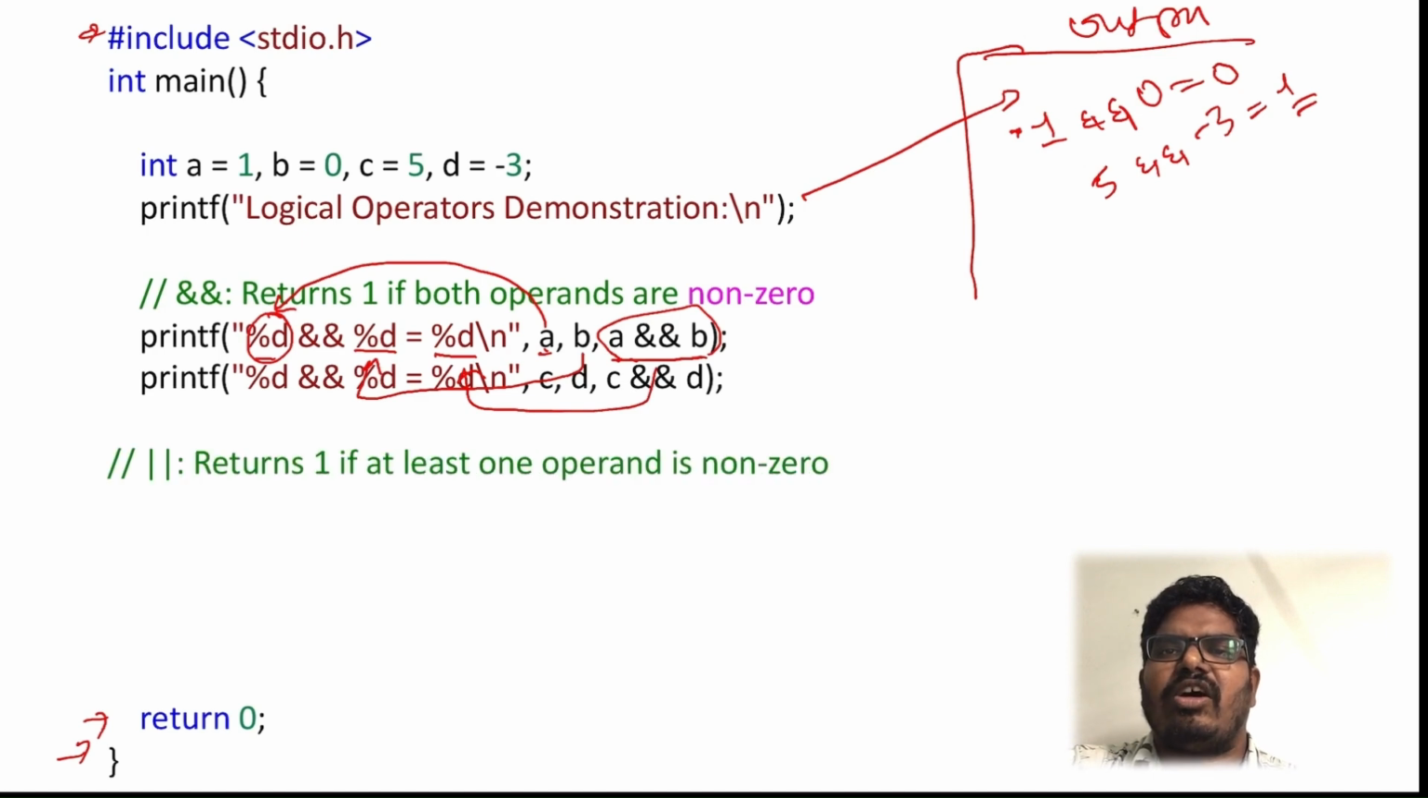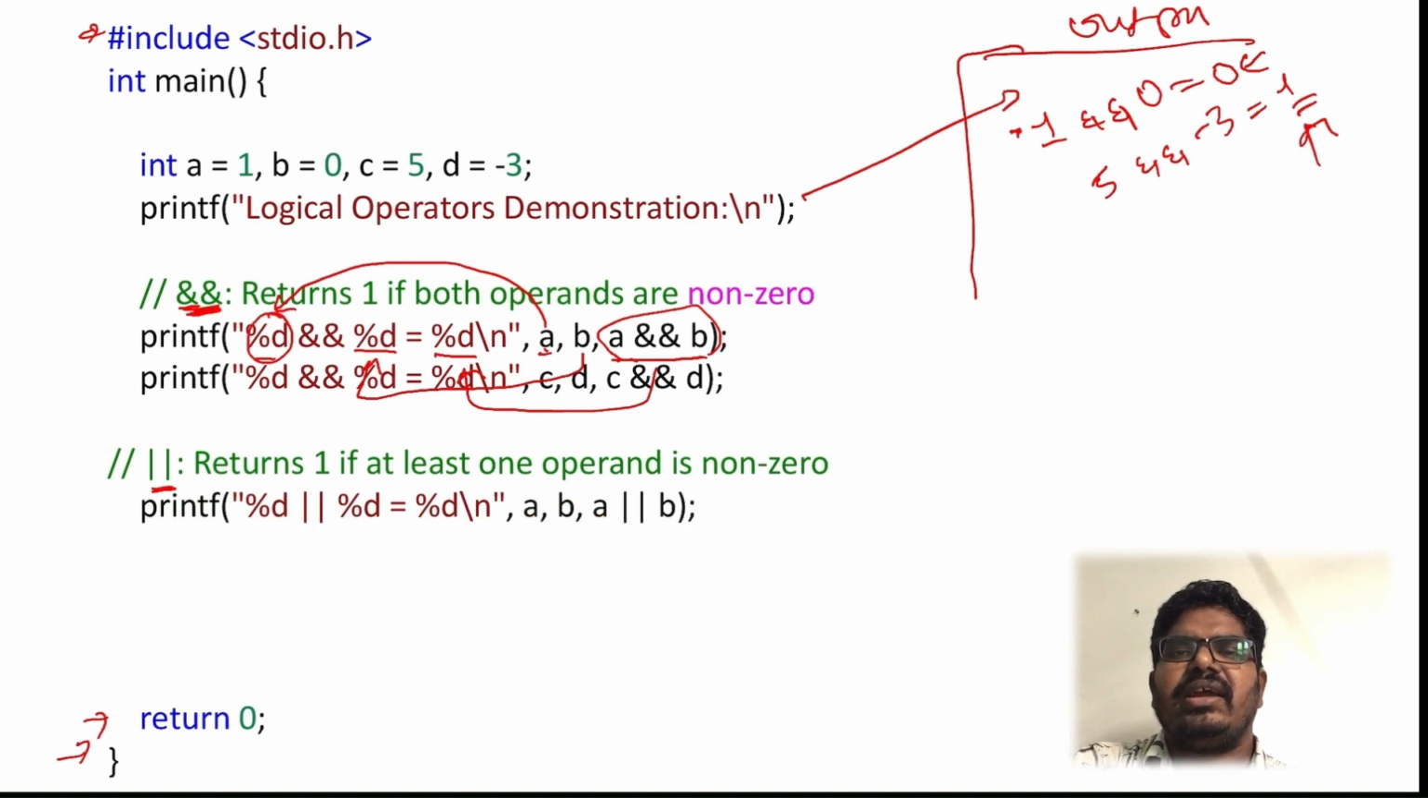So what about the OR operation? Here the OR operation is the double pipe symbol, and the AND operation is the double ampersand symbol. If at least one operand is non-zero, then it will give the result as 1. The result is returned as 1 only when at least one is non-zero. Let's see how it will be. Here I am taking A and B. A or B: A has 1 and B has 0. That's why the result of A or B is 1. You are going to get a result of 1 here.